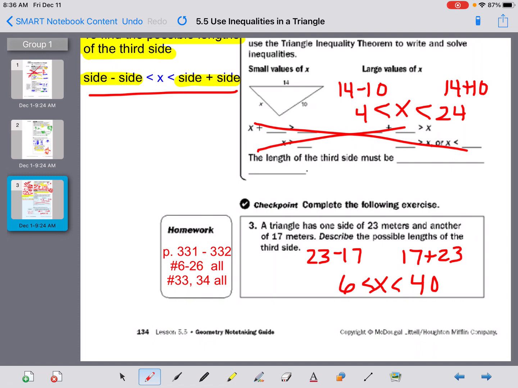All right, a little bit different notes from what we've seen earlier in this chapter, but not too hard, I'm hoping. And we're in the book today, page 331 to 332, 6 through 26 all, 33 and 34 all, okay?